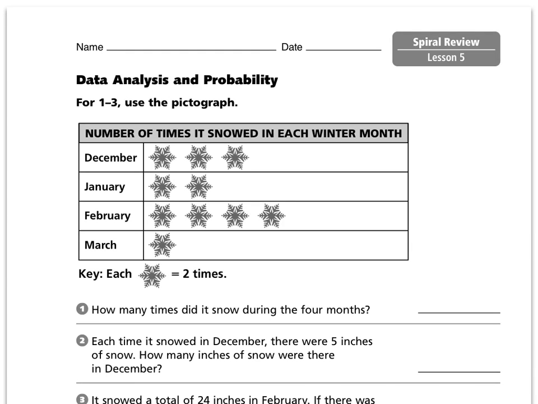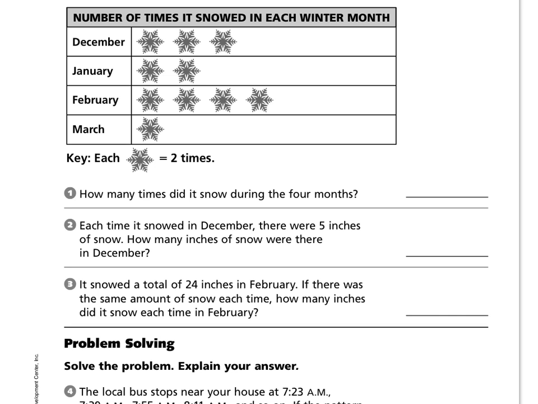Let's look at Chapter 6, Lesson 5, Review. Data analysis and probability is our topic. For numbers 1 through 3, we need to use the pictograph. The pictograph says number of times it snowed in each winter month. Then it has snowflakes. Each snowflake represents 2.